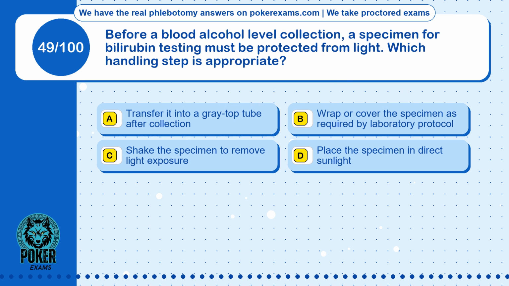Question 49. Before a blood alcohol level collection, a specimen for bilirubin testing must be protected from light. Which handling step is appropriate? Option A, transfer it into a gray top tube after collection. Option B, wrap or cover the specimen as required by laboratory protocol. Option C, shake the specimen to remove light exposure. Option D, place the specimen in direct sunlight.